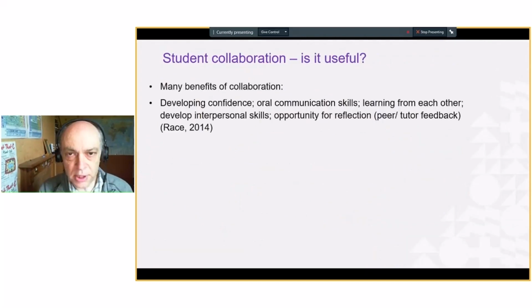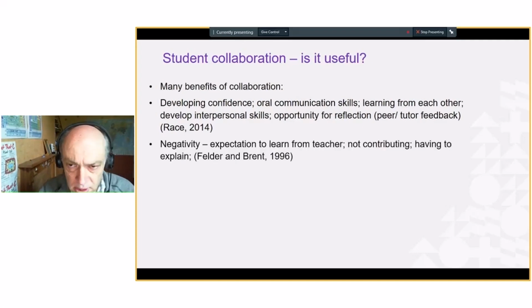So student collaboration, is it useful? Well, there are very great benefits for collaboration in general. It develops confidence in students. They develop their oral communication skills. They learn from each other, and their interpersonal skills are improved. And there's an opportunity for reflection as well. They get feedback on their efforts as well, from peers as well as tutors.